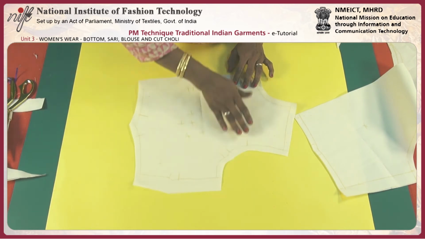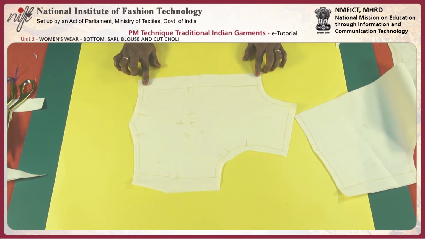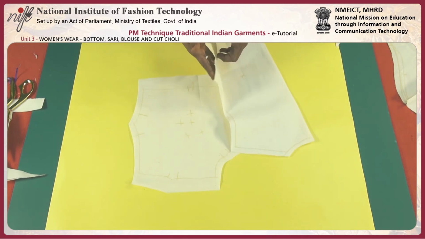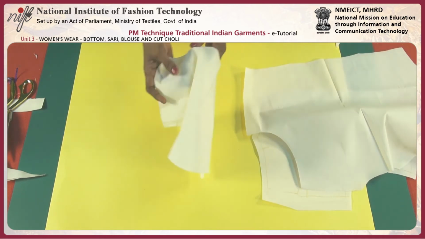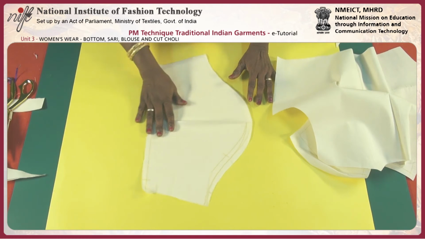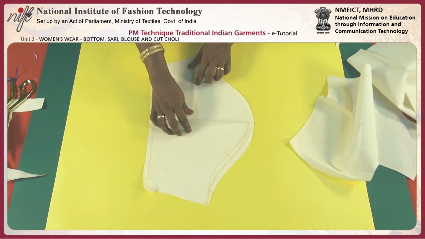If you want to take the complete test fit of the body, you can cut two fronts and the back is on fold, and then you can cut a sleeve also. So we finish cutting of all the back, front and sleeve.